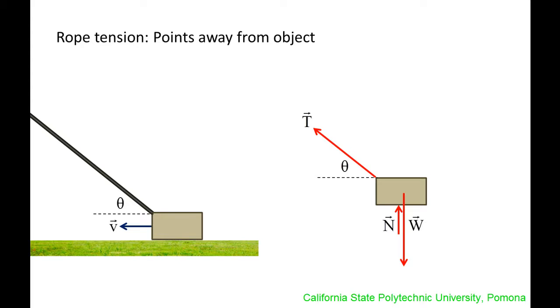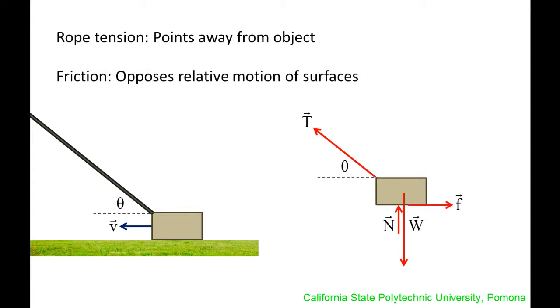And notice that ropes can only be in tension and never in compression. The final force is friction, which acts at the interface between the block and ground and opposes the sliding motion of the block. Finally, we draw a set of coordinate axes.